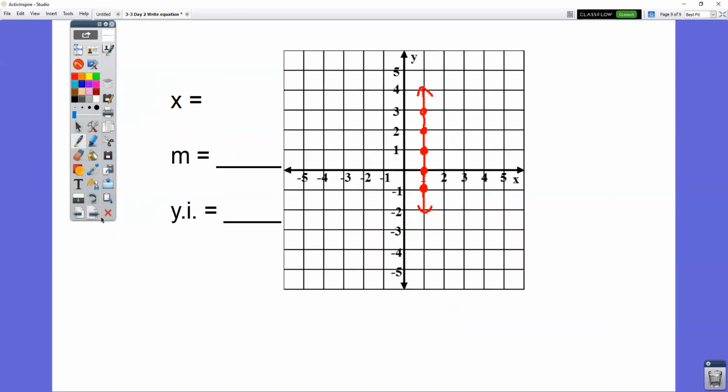Let's take a look at one more vertical one. Again, notice that we have an x equals this time. Where does the line cross the x-axis? It crosses it right here at 1. So our equation for this vertical line is x equals 1. What is the slope? Well, the guy's falling off the cliff. He's yelling, "No!" So this is no slope. And where does the line cross the y-axis? It doesn't. So there is none.